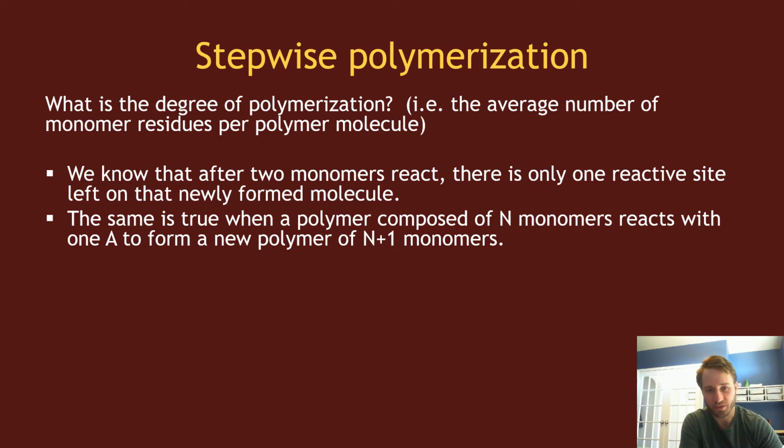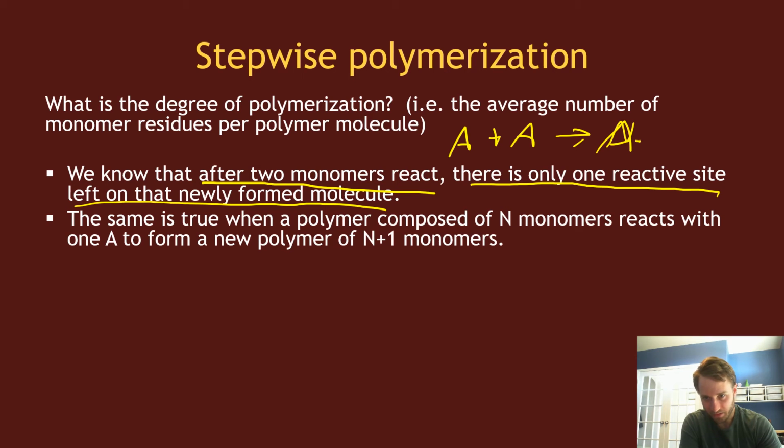We'll use some information. The first thing we know is that after two monomers react, there's only one active monomer left, if you will. When A plus A happens to form A2, each A has a reactive site, but A2 has just one reactive site. So each reaction reduces the number of monomers by one. Each time a monomer reacts with another monomer or a polymer chain, the number of monomers available to react gets reduced by one.